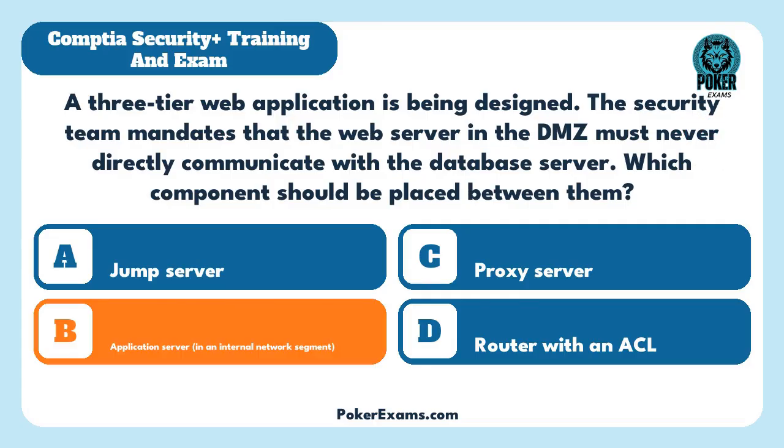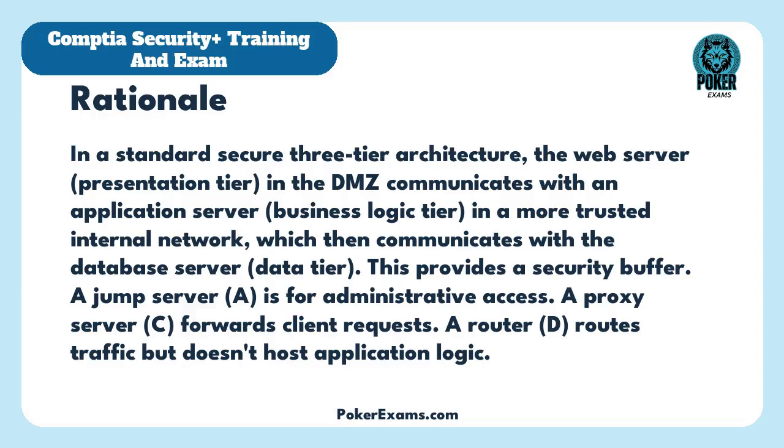Correct answer is B. Rationale: In a standard secure 3-tier architecture, the web server, presentation tier, in the DMZ communicates with an application server, business logic tier, in a more trusted internal network, which then communicates with the database server, data tier. This provides a security buffer. A jump server, A, is for administrative access. A proxy server, C, forwards client requests. A router, D, routes traffic but doesn't host application logic.